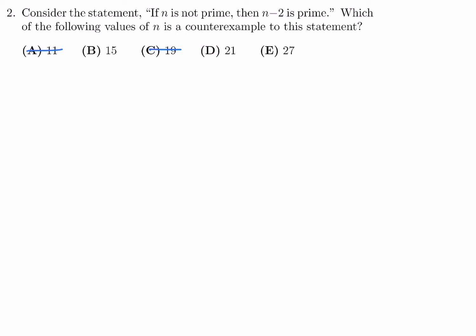Okay, so let's look at the next statement. N minus 2 is prime. First of all, what is n minus 2? In this case, it would be 13. It would be 19 here. It would be 25. N minus 2 is prime. Well, it is prime here. It is prime here. It's not prime here. So this is a counterexample. Number 2, the answer is E.